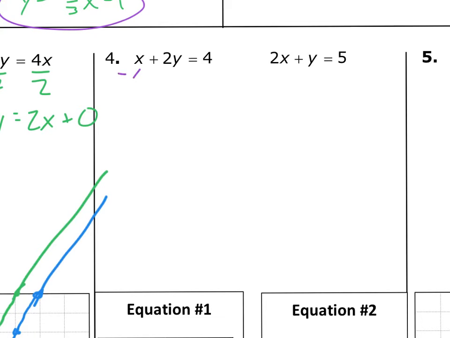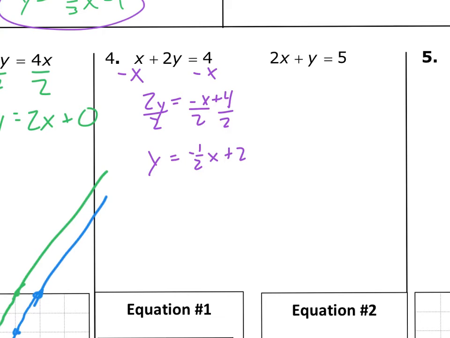We need to move that x to the other side, and it's a positive x, so I'm going to subtract it. And so then we'll have 2y equals negative x plus 4, or 4 minus x. And then for the last step, we divide both sides by 2. So I'm going to divide everything by 2, and I have y equals negative 1/2 x plus 2.